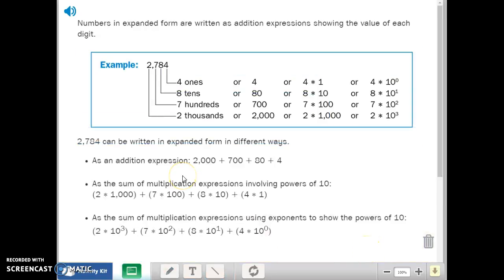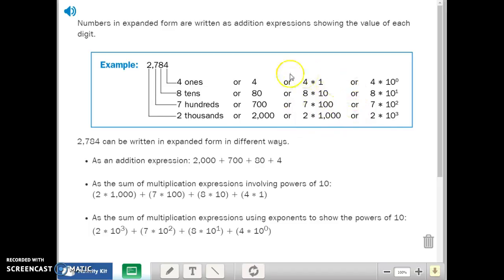This page right here is going to be a quick review. It's on journal page 42. You're looking at the very top of it. And this is numbers in expanded form are written as addition expressions. And then you can also write them a number of different ways too. So as you can see in 2,784, the 4 is 4 ones, 8 10s, 7 100s, and 2 1000s. They can also be written right like this. So your 4 ones is 4, 8 10s is 80, 7 100s is 700, 2 1000s is 2000.